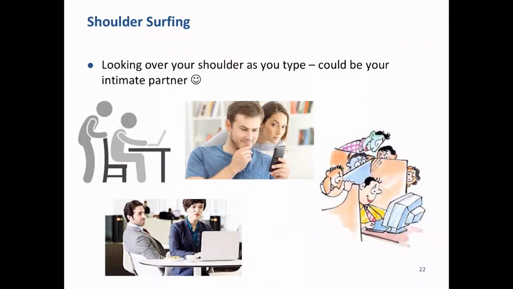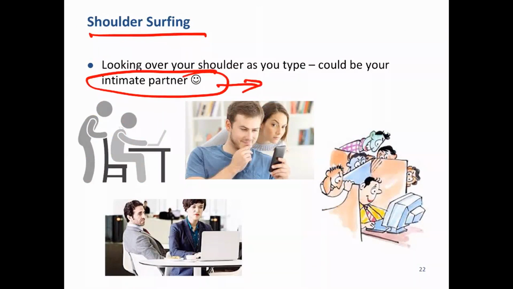Shoulder surfing is another one, where you're doing something, somebody comes behind and notes down your password etc. One of the very important cases you should look at is intimate partner threat. Your intimate partner, your spouse, girlfriend, boyfriend, whatever, if you reveal all the information, it could be very dangerous. There are a lot of cases.